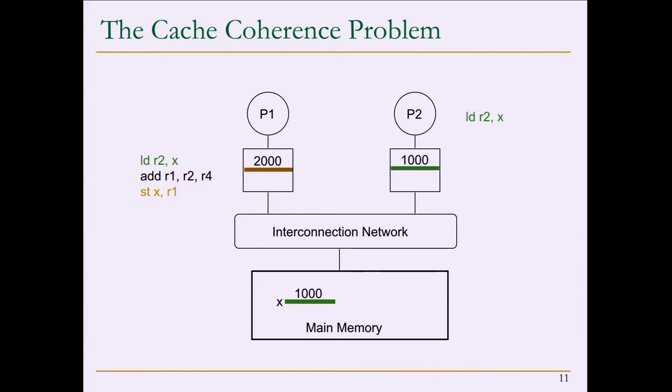It wants to store that result to memory location X. So memory location X gets updated by this processor, becomes 2,000. But that location is already cached in some other processor, right? Now you have a consistency problem. It's really a consistency problem.